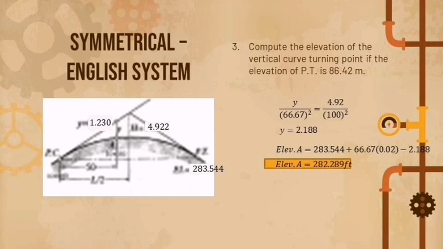So for number 3, compute the elevation of the vertical curve turning point if the elevation of PT is 86.42 meters. So our formula for y is y over 66.67 squared is equal to 4.92 over 100 squared. So if you compute that, you will get the answer of y equals 2.188. So for the elevation of A, we'll add 283.544 plus 66.67 multiplied by 0.02 minus 2.188 or the y.